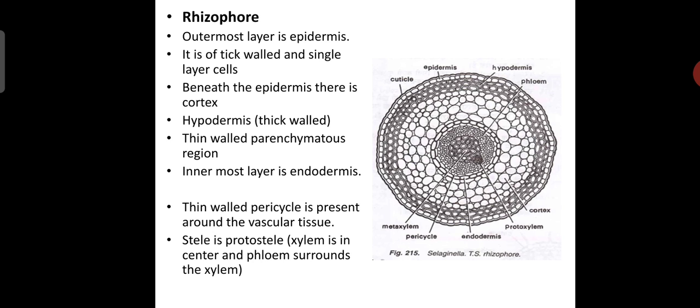Next, rhizophore. Outermost layer is epidermis. It is of thick-walled, single-layered cells. Beneath the epidermis, there is a cortex, with a hypodermis of sclerenchymatous cells. Then a thin-walled parenchymatous region. Innermost layer is endodermis. A thin-walled pericycle is present around the vascular tissues. The stele is a protostele, with xylem in the center surrounded by phloem, and here the rhizophore is simple.